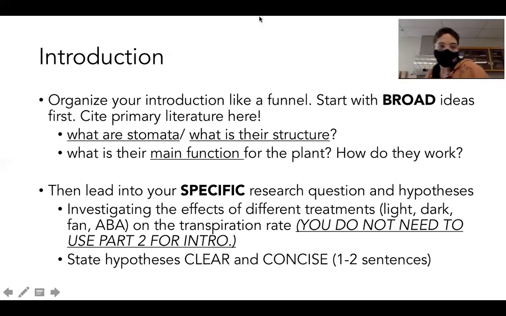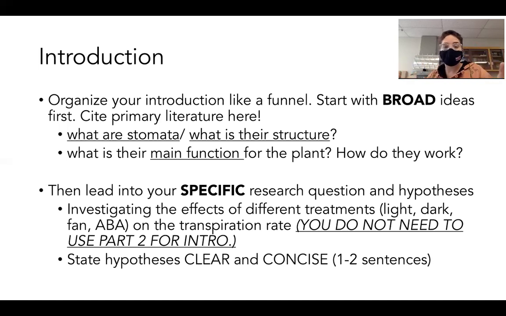Okay, so for the introduction, I've said this 1,000 times to my students, you're going to organize your introduction like a funnel. You'll start with those broad ideas first. What are stomata? What is their structure? Then lead into what their main function is for the plant and how they work. That's all broad ideas that your reader needs to know to understand your experiment.